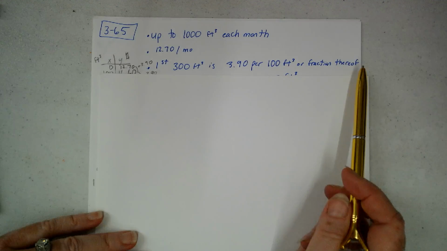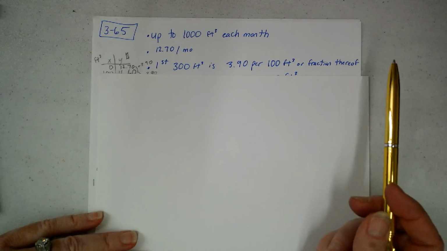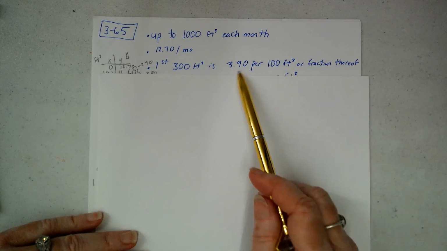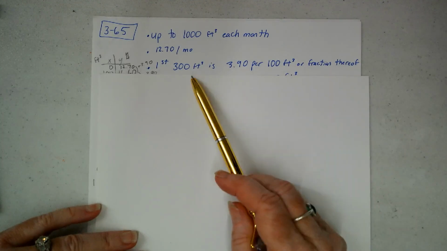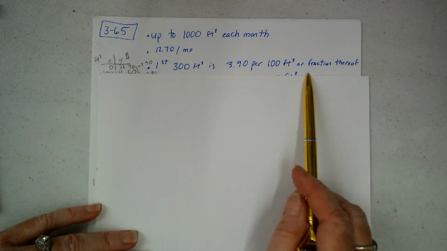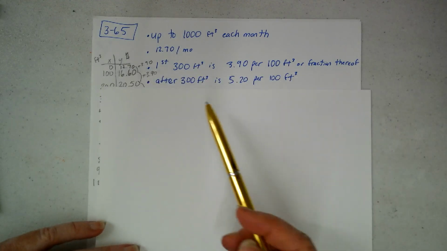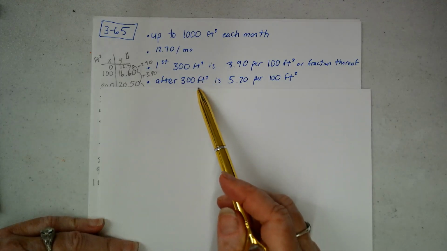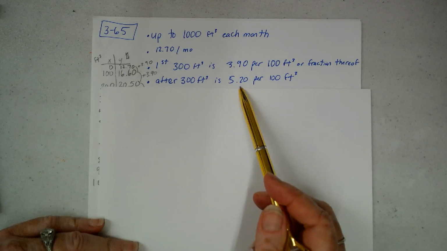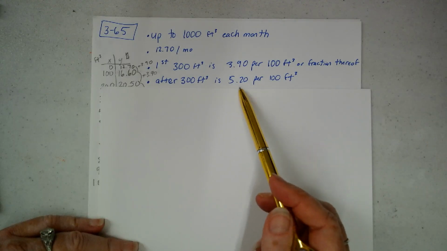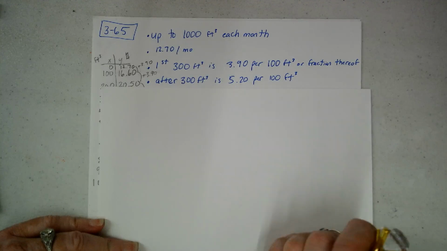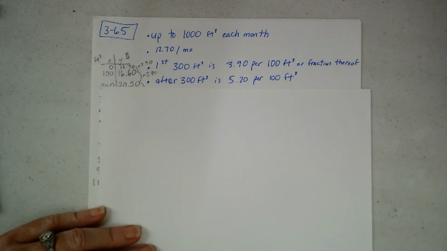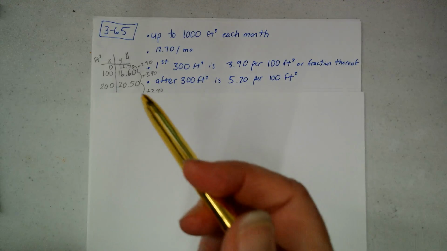When it says "or fraction thereof," that means anything from 1 cubic foot to 100 is still going to cost you; it still falls into this range here. After the first 300 cubic feet, it's going to be more expensive: $5.20 for every 100 cubic feet. This was a little confusing because they're counting by hundreds of cubic feet.